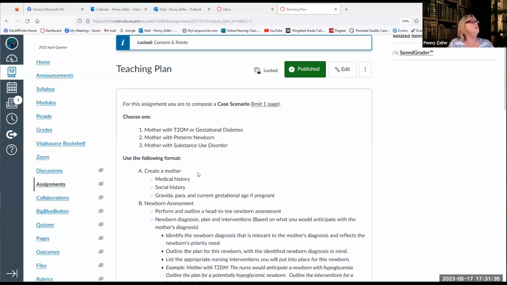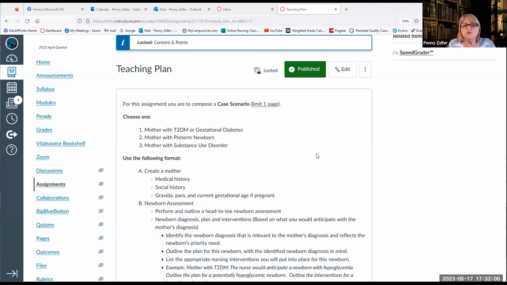So here it is, the teaching plan. You can choose one of the three. Like I said, create the mother, make up a social history, make up a medical history, and you must put her GP status, gravida para status. You have to put that in there, and then you're going to just focus on the newborn.